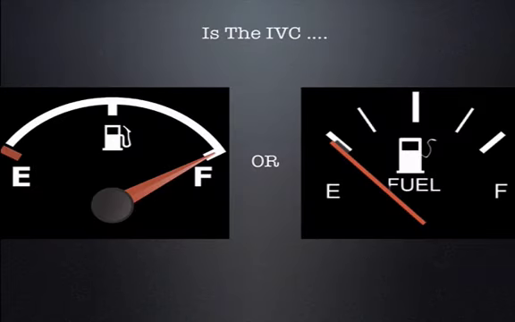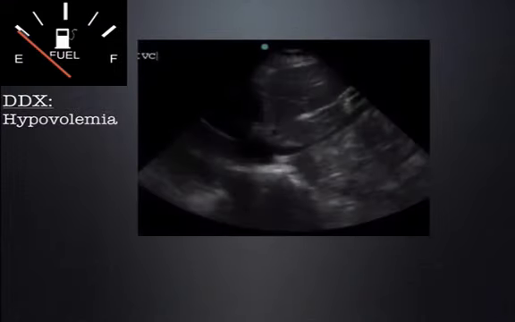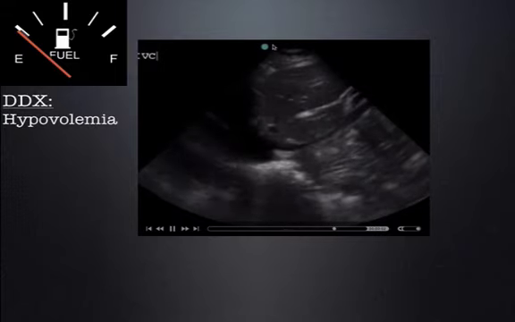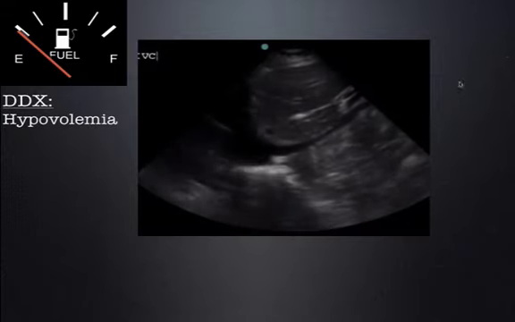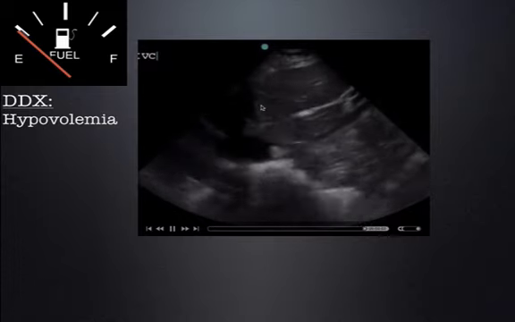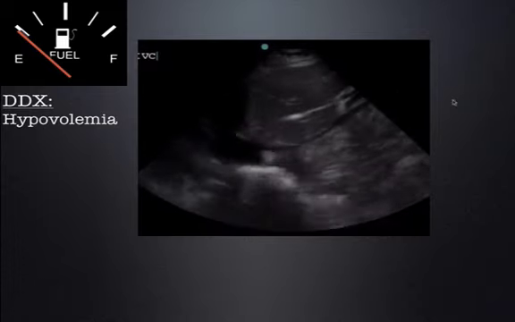Okay, so now that you know how to identify the inferior vena cava with ultrasound, let's talk about how to interpret that image as a full or as an empty tank. Taking a look at this image right here, we have the inferior vena cava traversing the liver. Probe indicator pointing towards the patient's head, so the feet would be on this side of the screen. And as the patient breathes in, you can see the liver and the diaphragm go towards the patient's feet.